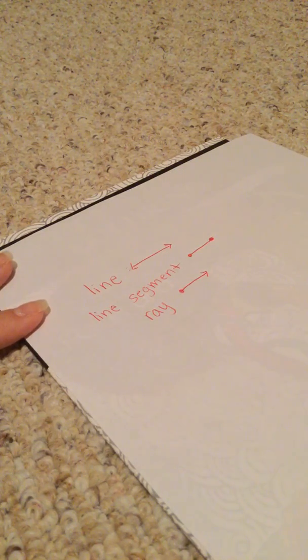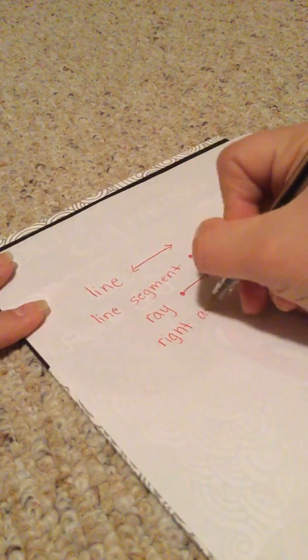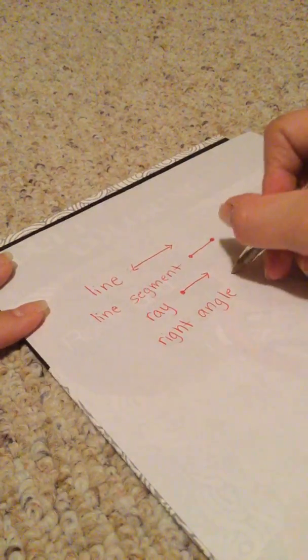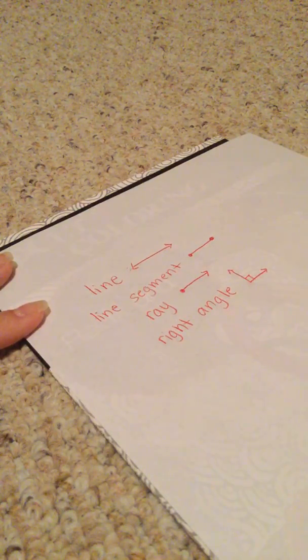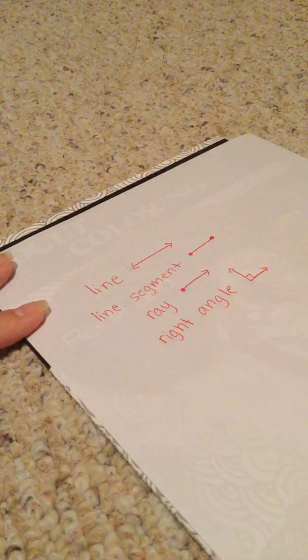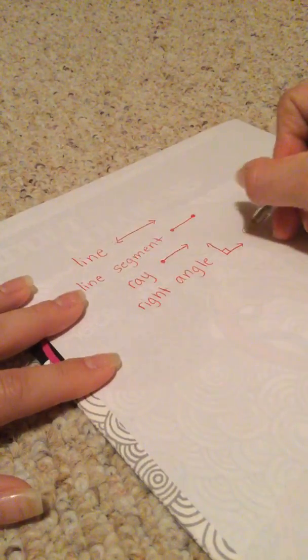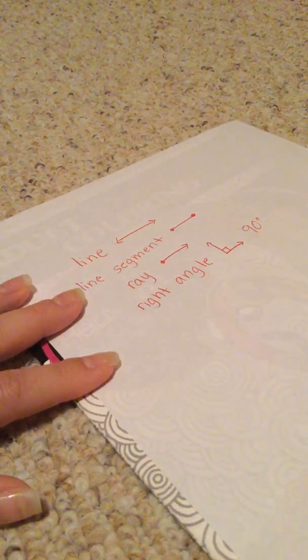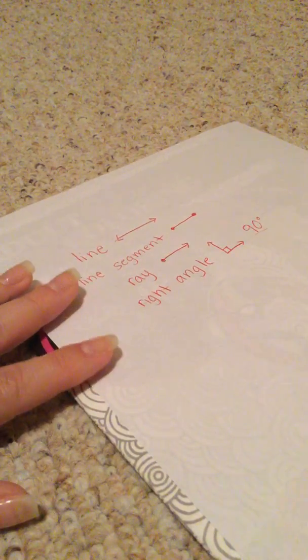Okay, next word is right angle. Right angle makes a perfect L. Like that. And it'll always be a little square there. It's like a perfect corner. The corner of the chalkboard, corner of the whiteboard, the corner of my paper, that's a right angle because it's like a perfect L. And right angles are also 90 degrees. We're going to be measuring angles in the future lessons, so that's one to remember, 90 degrees.